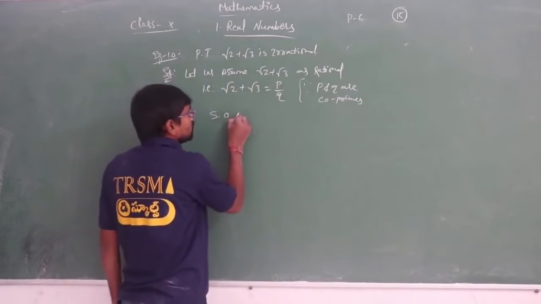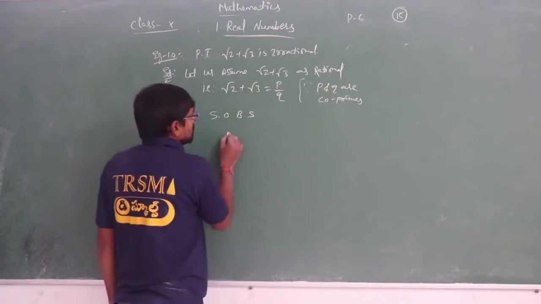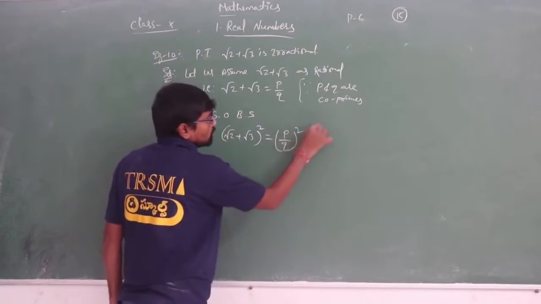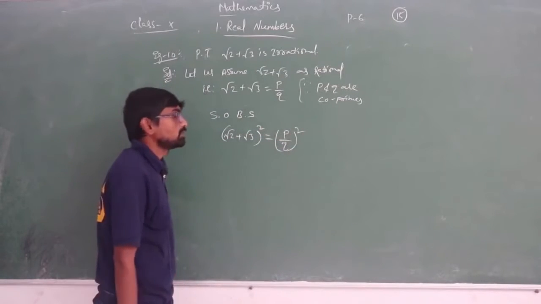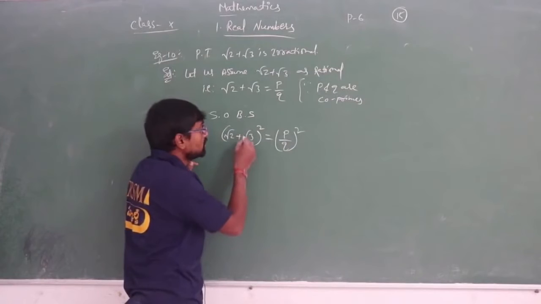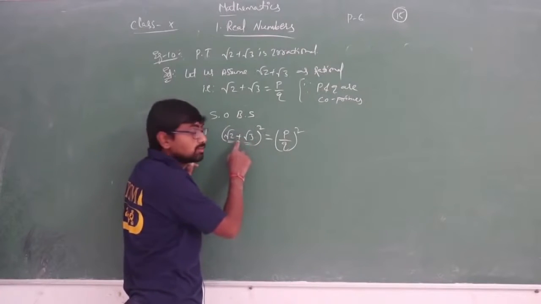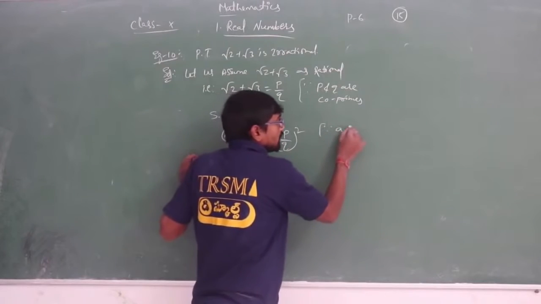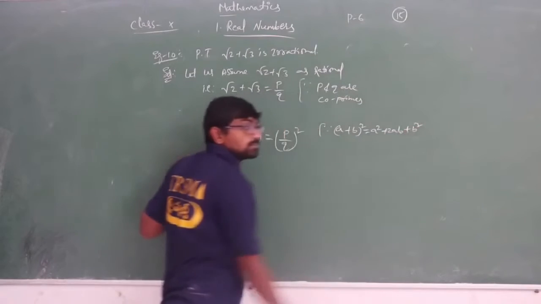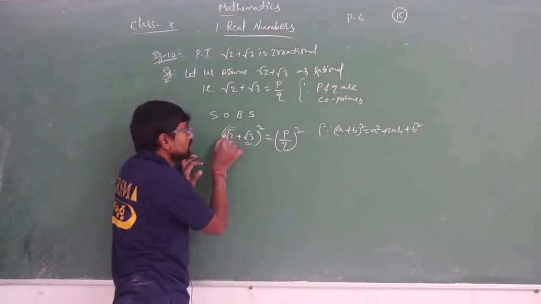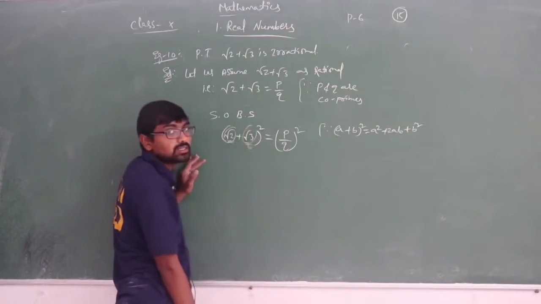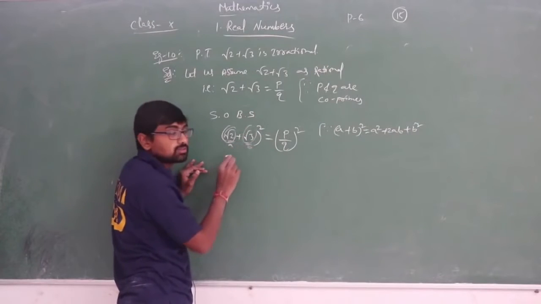Squaring on both sides: root 2 plus root 3 whole square is equal to p by q whole square. Now how will we remove that? Directly we can't add this. We need to use the formula, since a plus b whole square is equal to a square plus 2ab plus b square, isn't it? This formula we have to use here. The a value is root 2, the b value is root 3. These two different irrational numbers are being added here. So this is a and this is b, and we have to substitute in the formula.